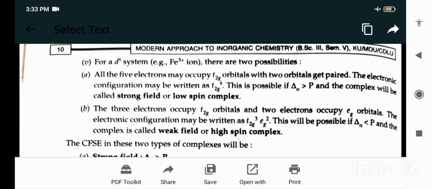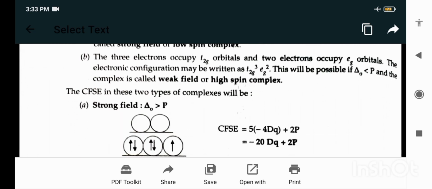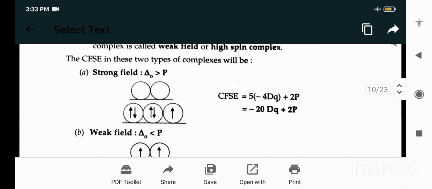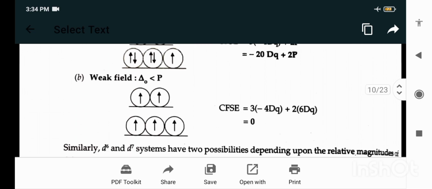For a d5 system, there are two possibilities. All five electrons may occupy the t2g orbitals with two orbitals getting paired. The electronic configuration may be written as t2g5. This is possible if delta o is greater than P, and the complex will be called a strong field or low spin complex. Or three electrons occupy the t2g orbitals and two electrons occupy the eg orbitals. The electronic configuration may be written as t2g3 eg2. This will be possible if delta o is less than P, and the complex is called a weak field or high spin complex. The CFSE in these two types of complex will differ: strong field, delta o greater than P; weak field, delta o less than P.